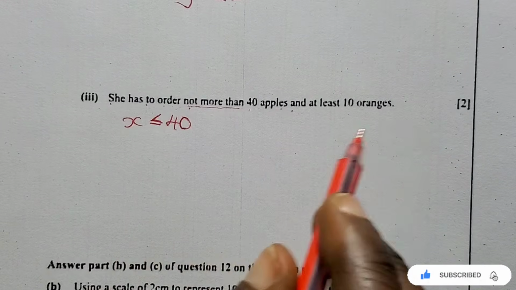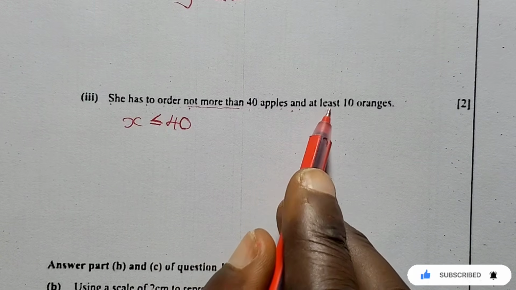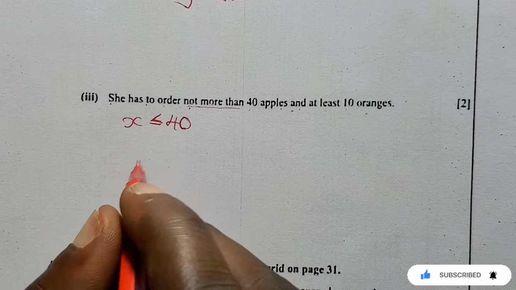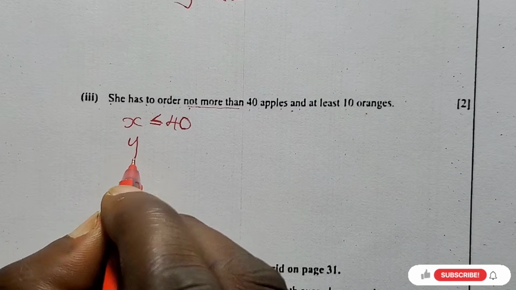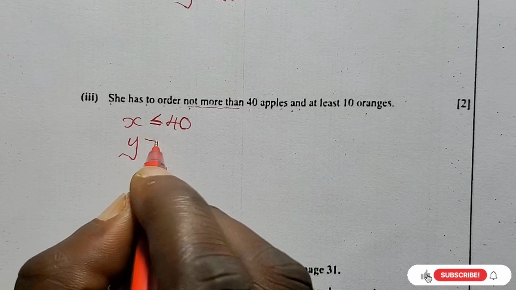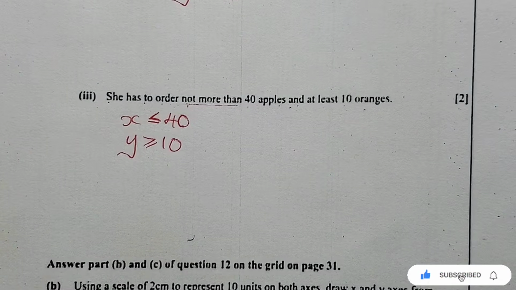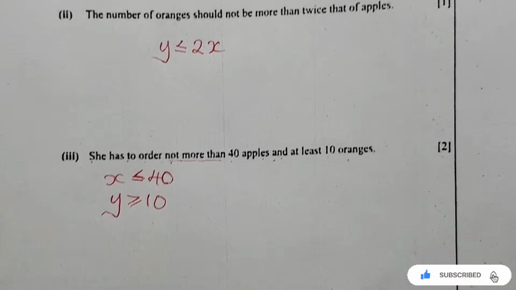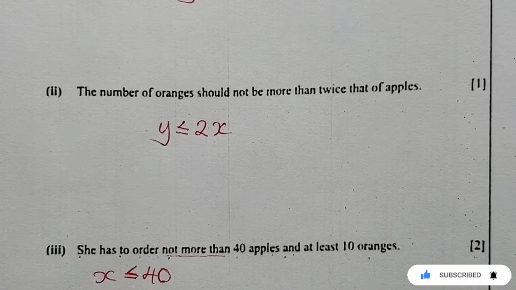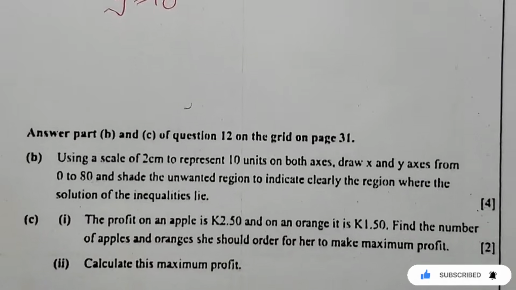Then the other one, and at least 10 oranges. At least 10 oranges, which is Y. Y should be greater than or equal to 10. So how many inequalities do we have? We have 4 inequalities.